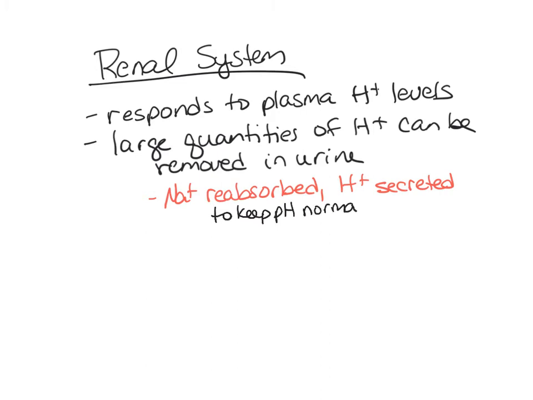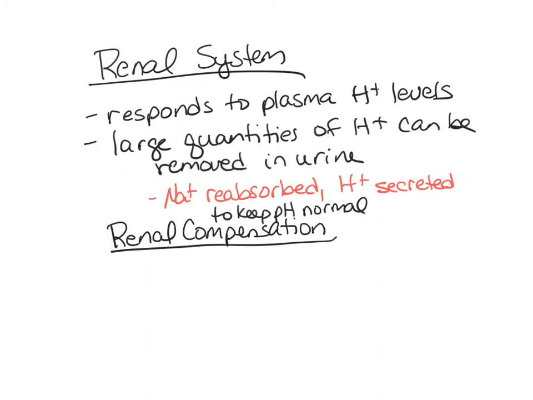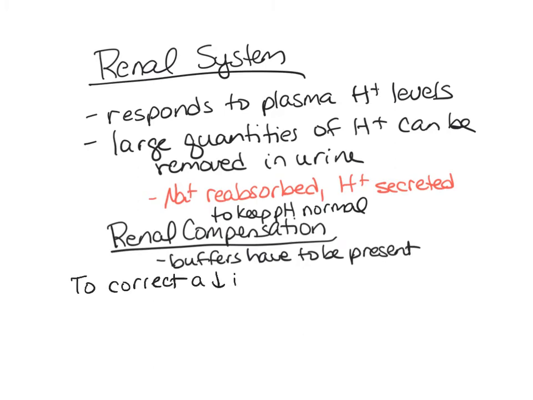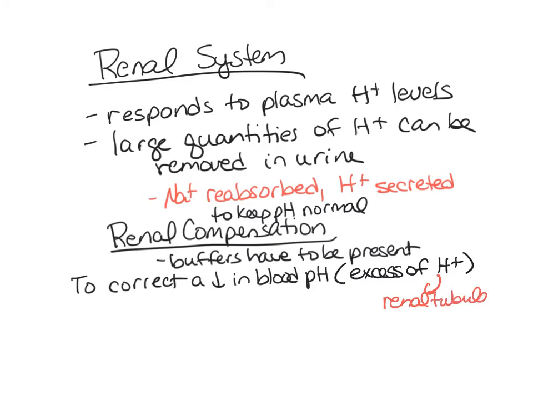However, when the pH gets out of normal limits, then renal compensation has to occur. And in order for renal compensation to occur, buffers have to be present. So buffers will be used to correct a decrease in blood pH. If we have a decrease in blood pH, that means we have an excess of hydrogen that we have to get rid of. Then the hydrogen is secreted into the renal tubule. And then the hydrogen is absorbed by the buffer system.